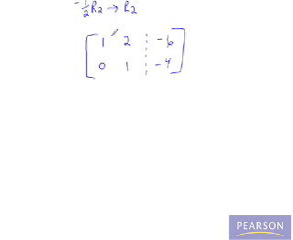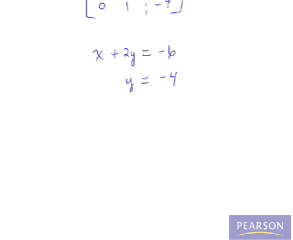Now we can translate our augmented matrix back into a system of equations. The top row would read in terms of x, y equals constant. Our top row would look like 1x plus 2y is equal to negative 6, and our bottom row would be 0x plus 1y, or just y, is equal to negative 4. And now to solve our system, we can substitute negative 4 into y in our top equation, which would give us our x value. We already have our y coordinate.